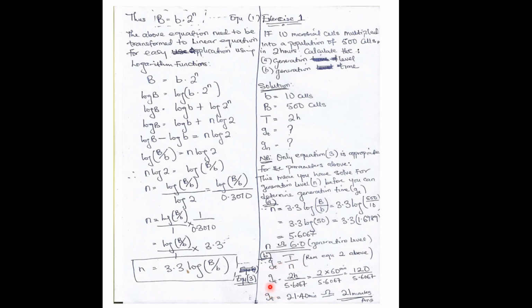You now say Gt, generation time, is equal to 2 hours over, you use the actual value, not the approximated value, please, so that it will have the actual result. Then you now say 2 hours divided by 5.6067, which is equivalent to, you convert it to minutes, 2 times 60 minutes divided by 5.6067. That will give you approximately 120 minutes divided by 5.6067. When you do the arithmetic calculation, you have 21.40 minutes, which is approximately 21 minutes.